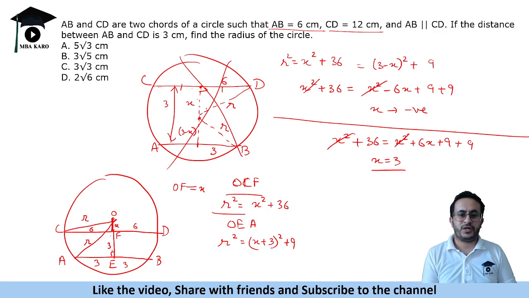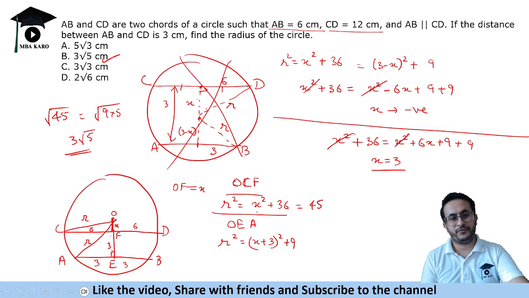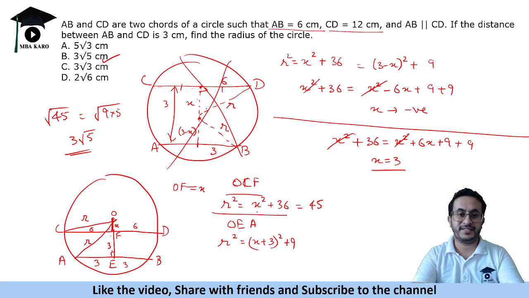X is 3, so r square is 45, r is root 45, which is 9 into 5, so it is 3 root 5. So the answer is 3 root 5 centimeters. This is how we find the radius of the circle. This is again a quite useful theorem which is often tested: the perpendicular from the center to the chord bisects the chord.